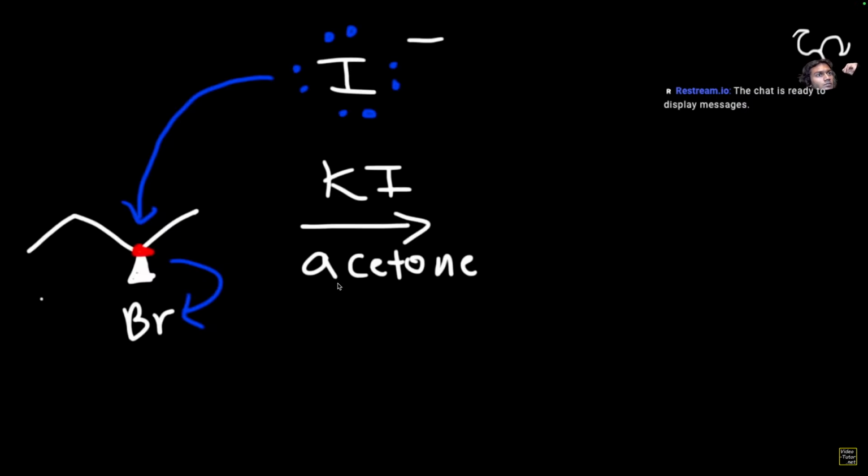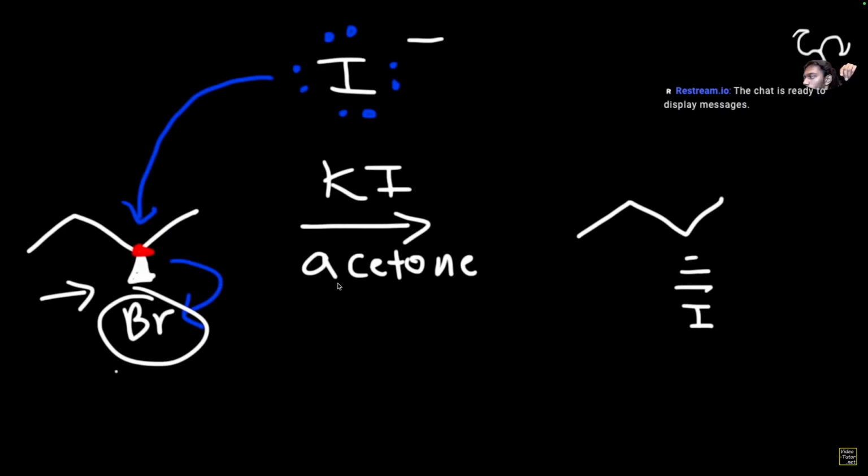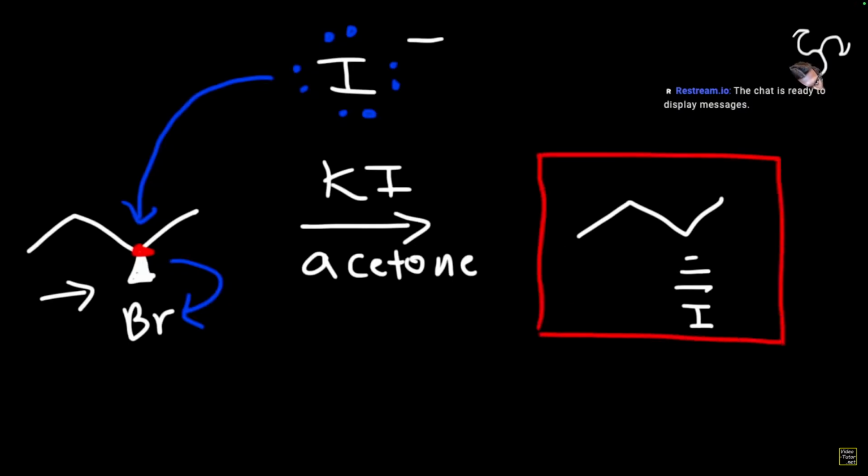And notice that the bromine is on the wedge. So now, because the iodide ion approached from the back, it's going to be basically on the dash. So this means the bromine atom is coming out of the page, and the iodine atom is going into the page. And so this is the product of the reaction. For an SN2 reaction, we get inversion of configuration. So as you can see, the stereochemistry changes.